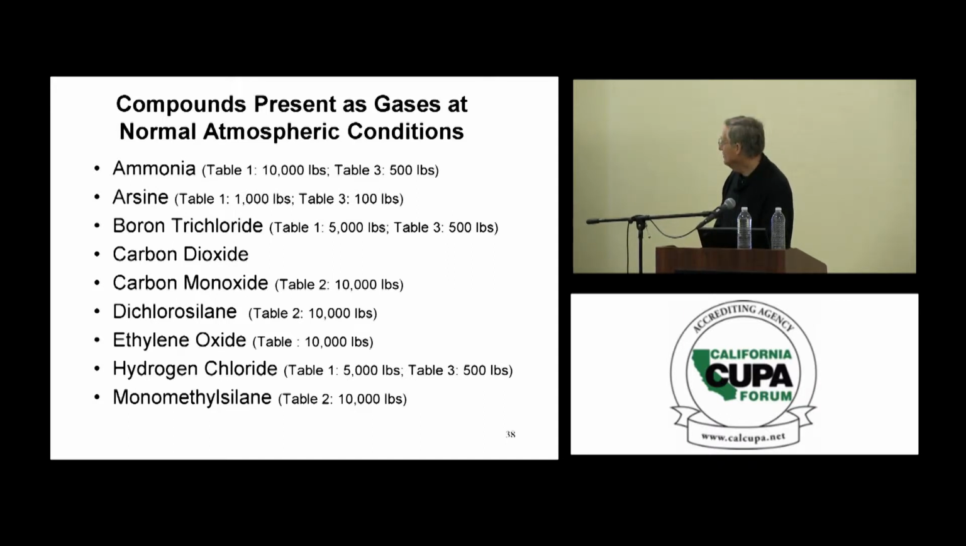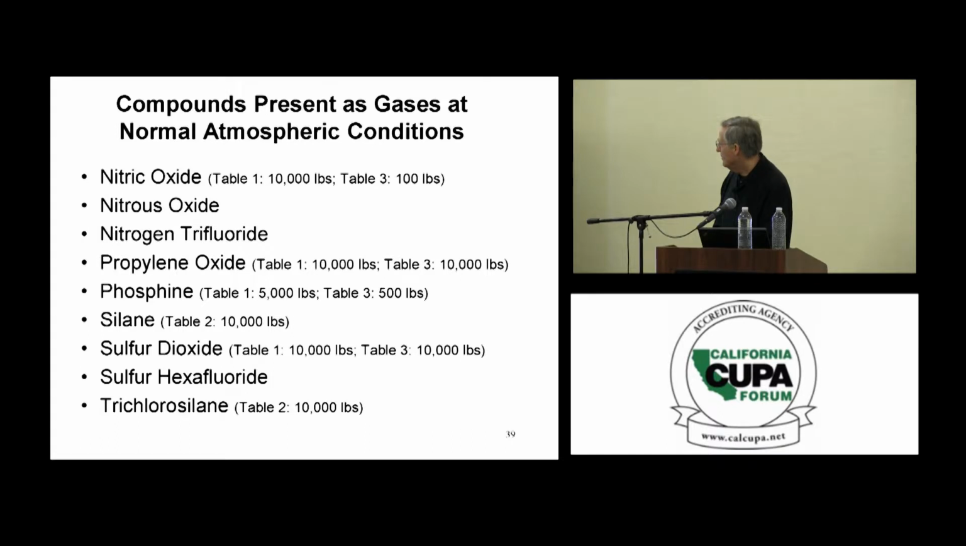Here's some more. Phosphine, silane, again electronics industry. The food area, sulfur dioxide. And again, if I've got 9,000 pounds of sulfur dioxide, do I just forget about process safety and those good management system practices like mechanical integrity and incident reporting?